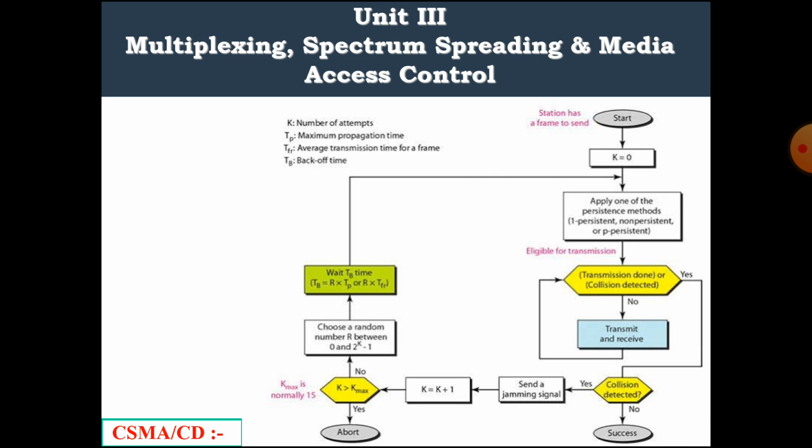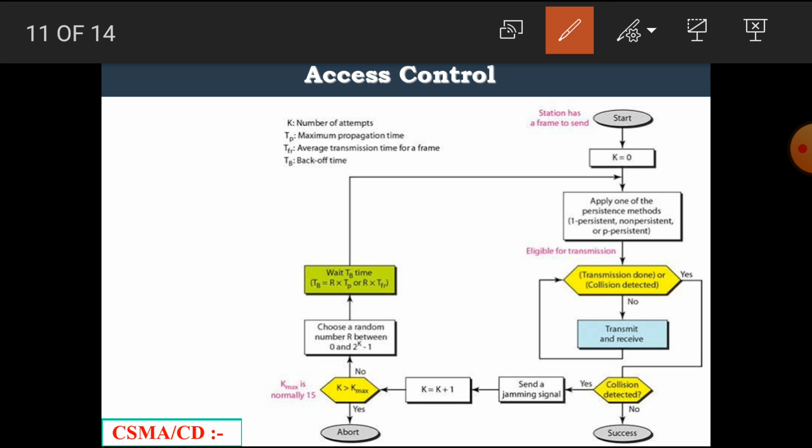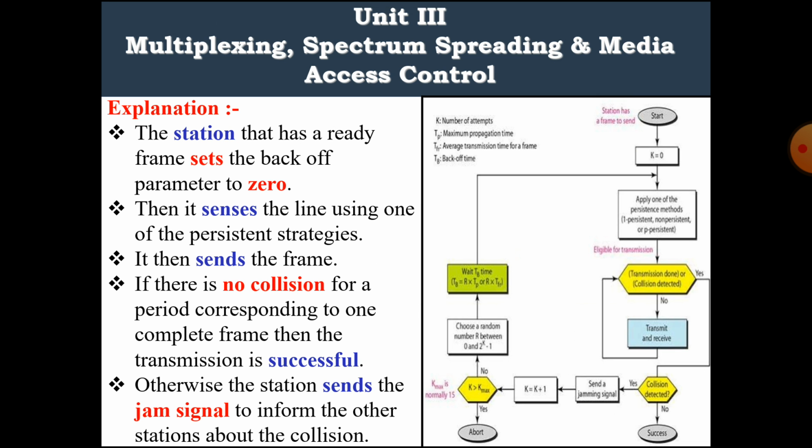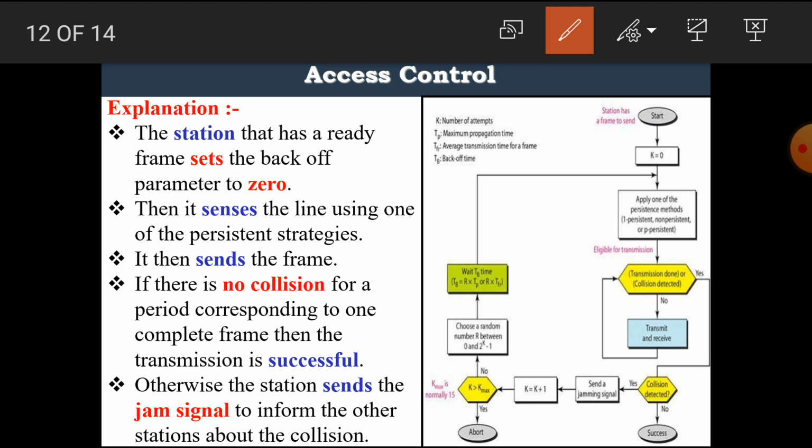Okay. Now let's see the flow chart for CSMA/CD. This is the flow chart for CSMA/CD, in which we can see that various processes are done and various symbols are used. Here K is used for the number of attempts. TP is the maximum propagation time, TFR is the average transmission time for a frame, and TB is the backoff time. Let's see details about the flowchart one by one.